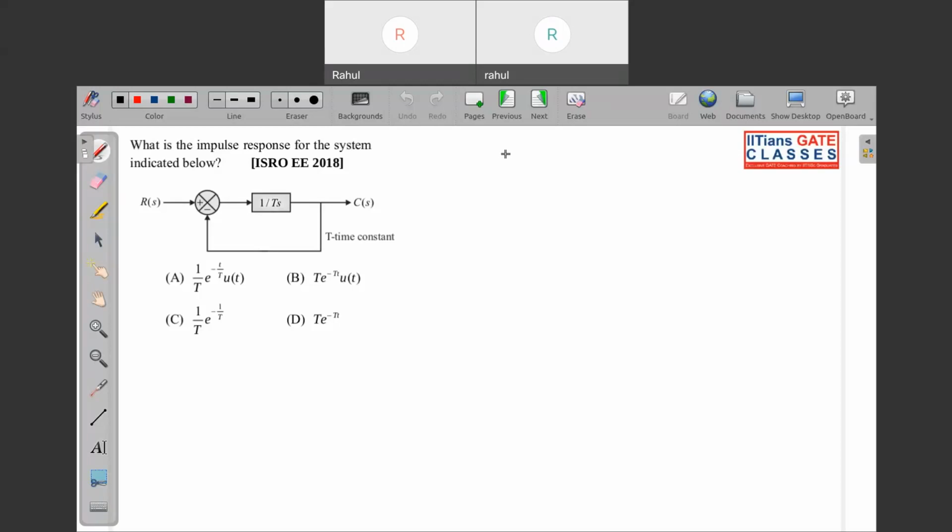Okay, so if we solve over here, what is the impulse response for the system indicated below? So the impulse response you need to find. So C(s) by R(s) will be equal to 1 by Ts. Okay, so if you multiply with Ts, this will be 1 divided by 1 plus sT, and R(s) will be equal to 1 over here.